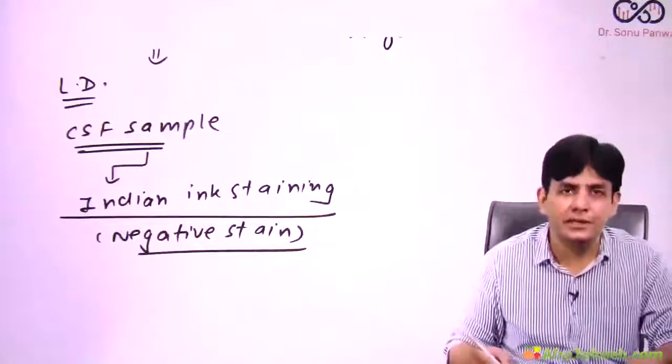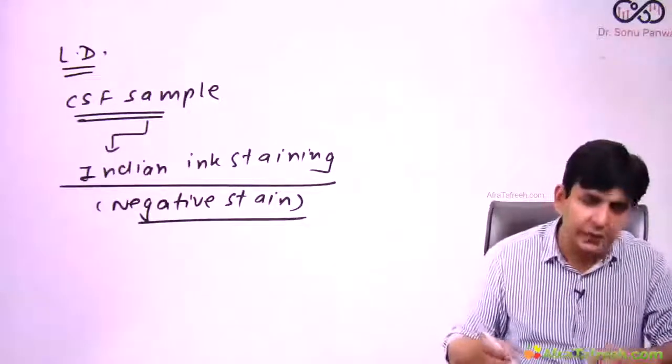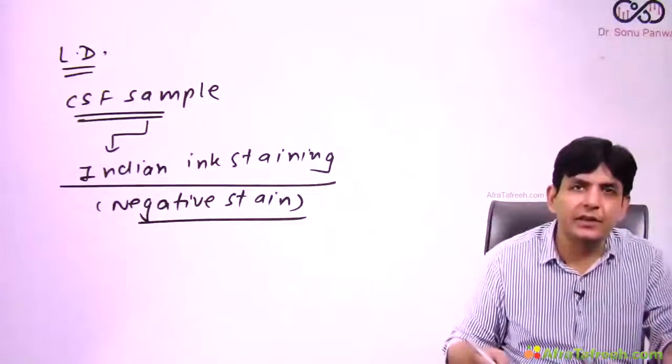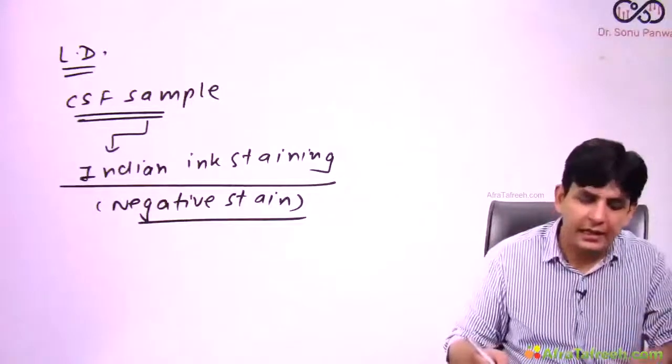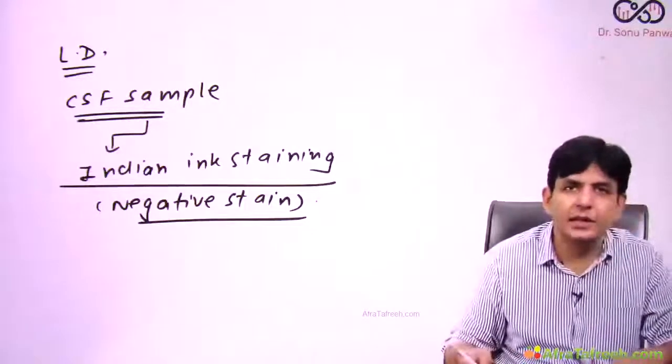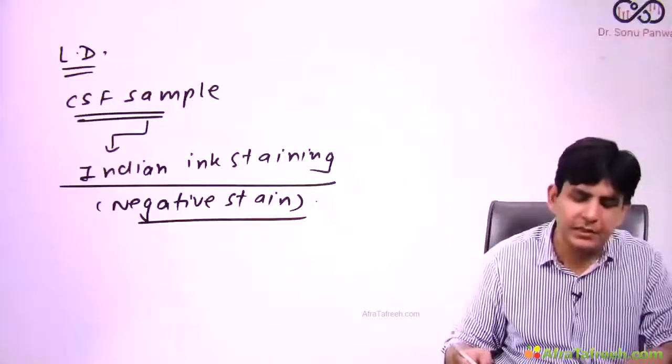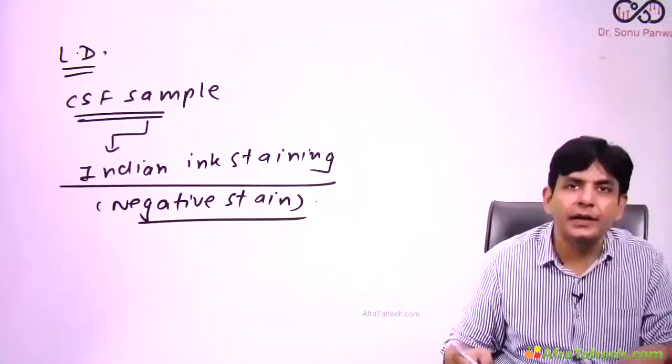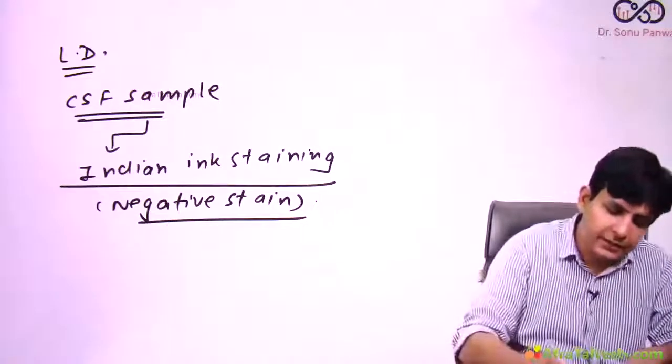This particular stain is negative stain. Why is it called negative stain? Because the background is stained, and against that the organisms illuminate. So this is what is termed Indian ink staining or negative stain. Fine, so this is done here.